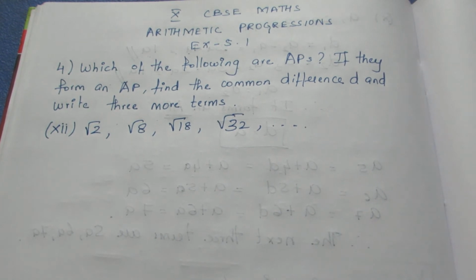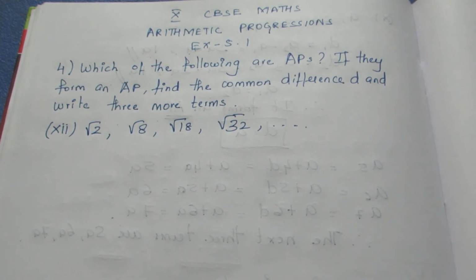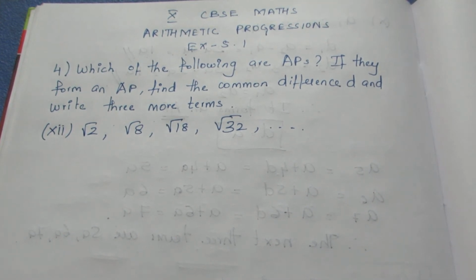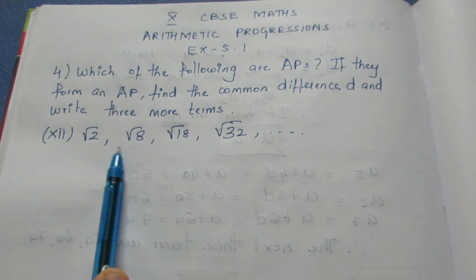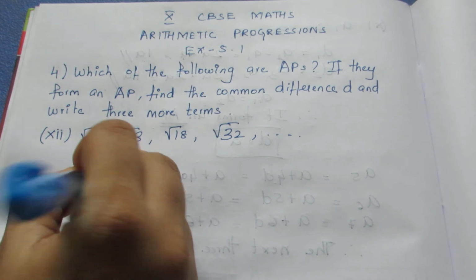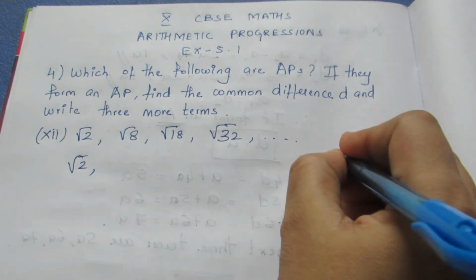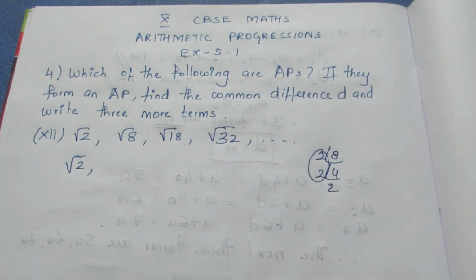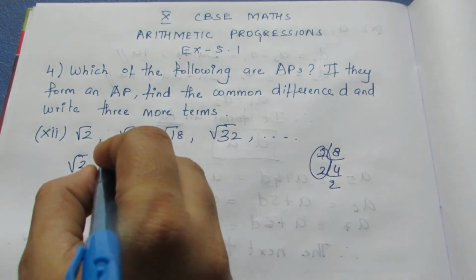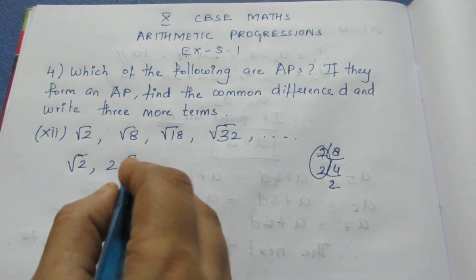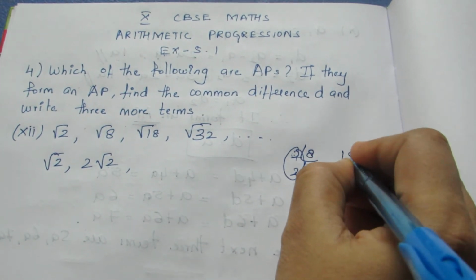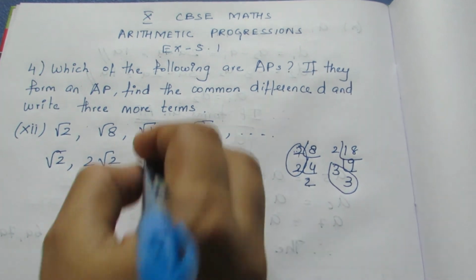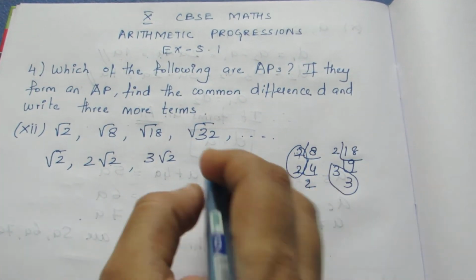It is given as root 2, root 8, root 18, root 32. We need to take prime factorization and solve it as a mixed surd, so that the number comes out of the root. Root 2 has no prime factorization, so it stays root 2. For 8, 2 4s are 8, 2 2s are 4. In root 2, there are 2 common, so one 2 will come out and another root 2 will be there. For 18, 2 9s are 18, 3 3s are 9. There are 2 3s, so one 3 will come out with root 2 inside.